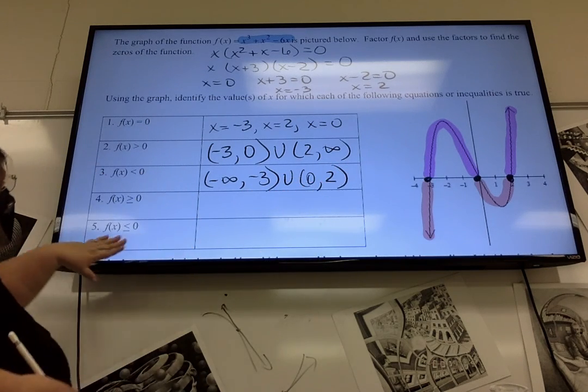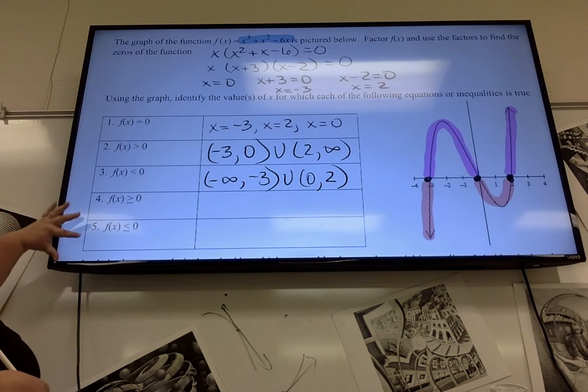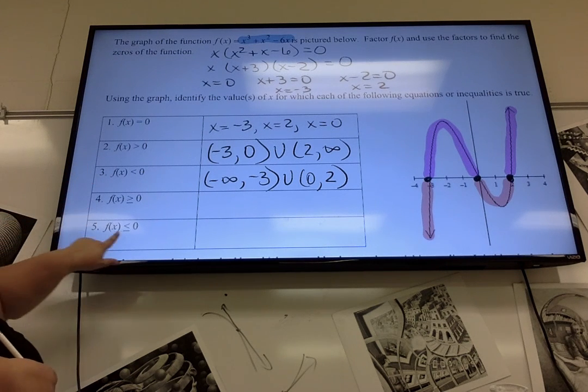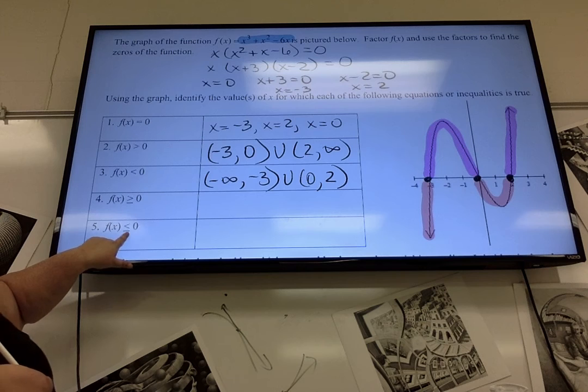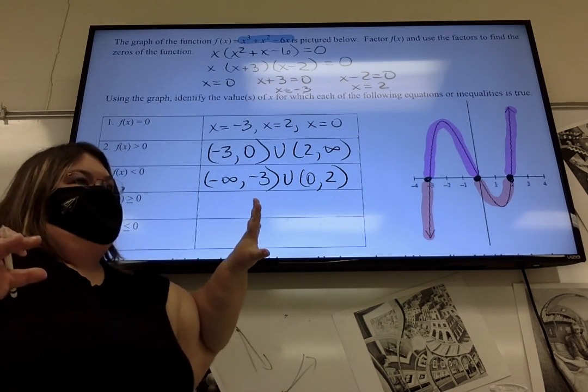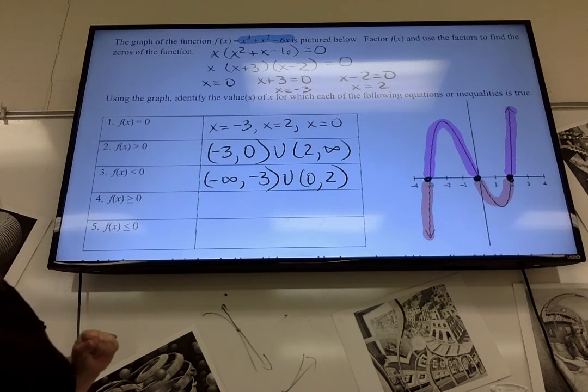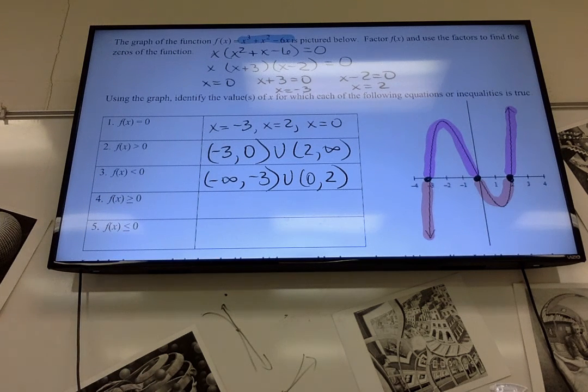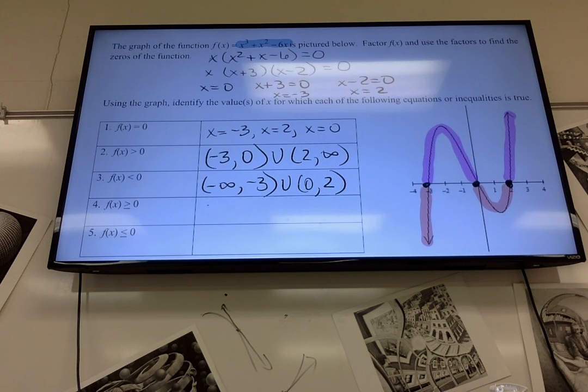And it's going to be the same here. 3 and 5. Those are the same except this includes 0. So it will include these endpoints, but it won't include infinity or negative infinity. So we just rewrite it just like we had it, only we put brackets.